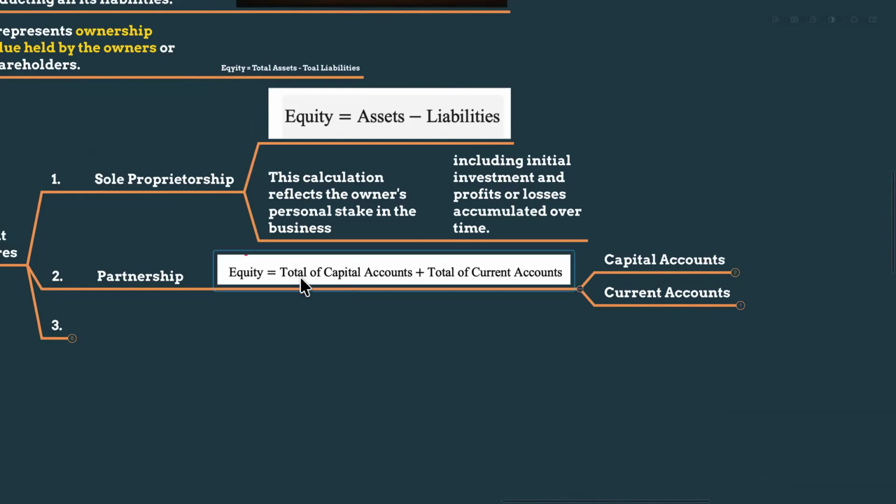But you have to know, in partnership, the equity is not about assets take away liabilities, but we can do it that way. But most of the time, we will have capital accounts and current accounts in a partnership environment. If you add the total balance of the capital accounts and the total balance of the current accounts, it will give you the partnership equity.